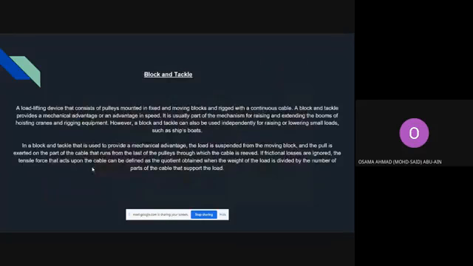Now the block and tackle, a load lifting device that consists of pulleys.